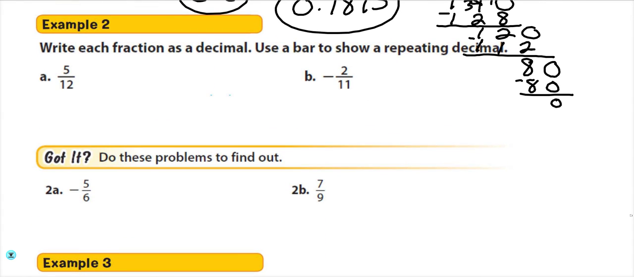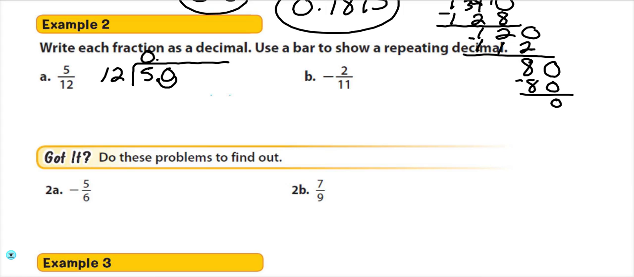All right, let's keep going. And this time we're going to do the same thing. We're changing them into decimals. And we're going to use a bar to show a repeating decimal. All right, so for this one we have 5/12. So we're going to do 5 divided by 12. So we have 5 on the inside. We're going to divide it by 12. It's not going to work, so we need to bring in a 0.